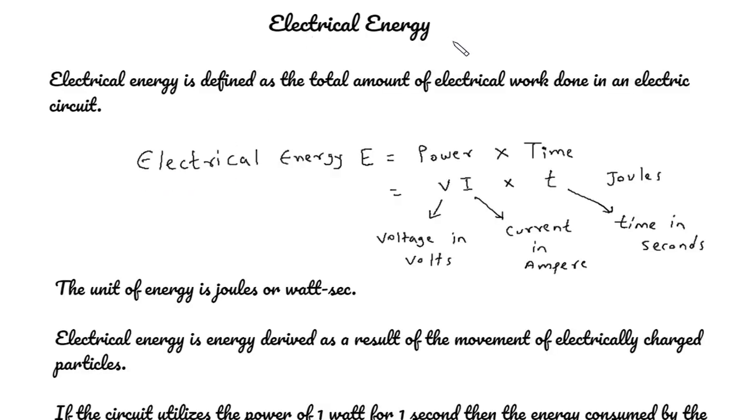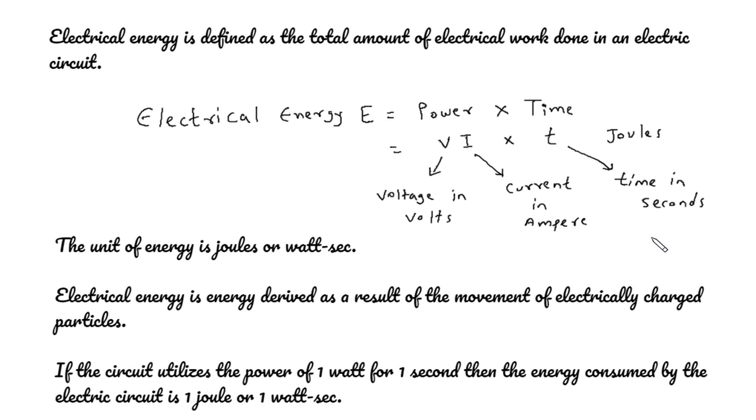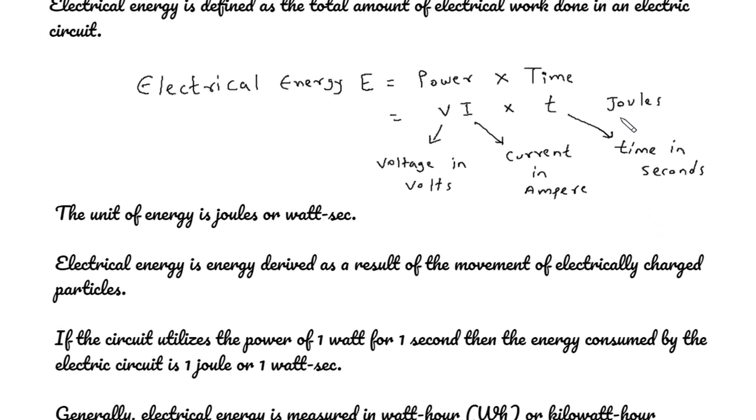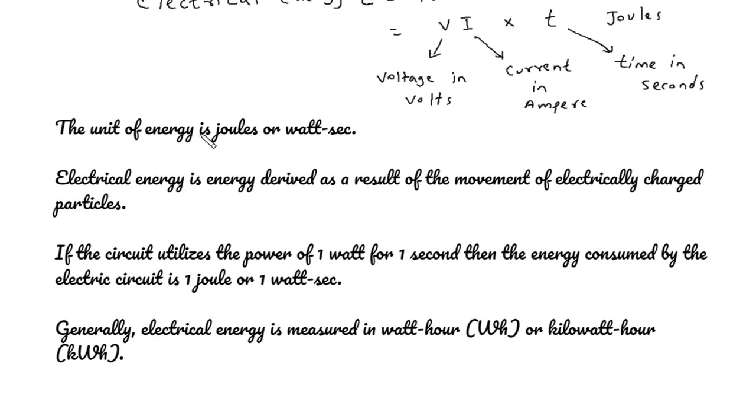Electrical energy. Electrical energy is defined as the total amount of electrical work done in an electric circuit. The formula for electrical energy is E equals power into time, where power is equal to V I, where V is the voltage in volts, I is the current in ampere, and T is time in seconds. The unit of electrical energy is joules. The unit of energy is joules or watt second.